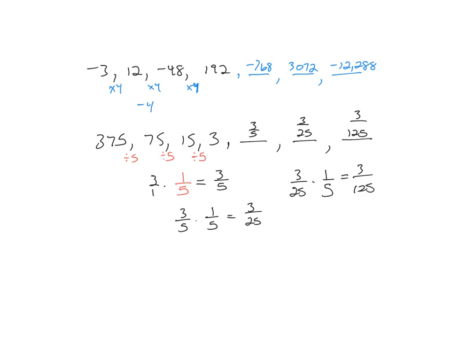So if you notice, 3, 3, 3. That'll happen each time when you get to a fraction, where that top number will end up staying the same, and then you're really just multiplying the bottom number. Okay, so I think there's one like that.